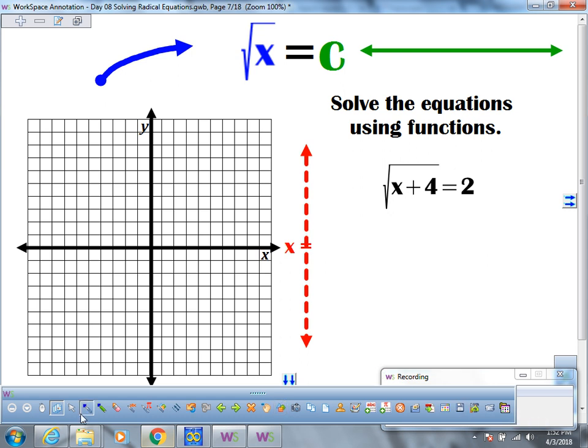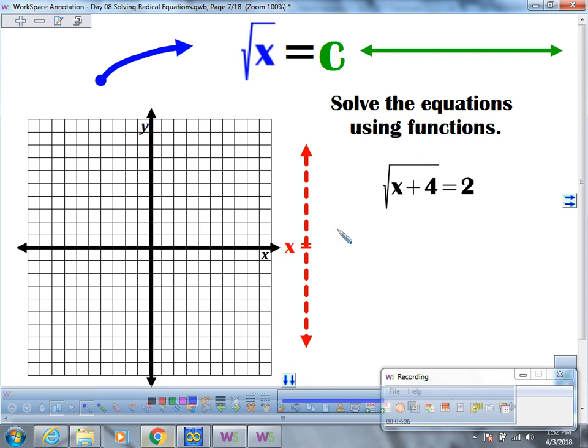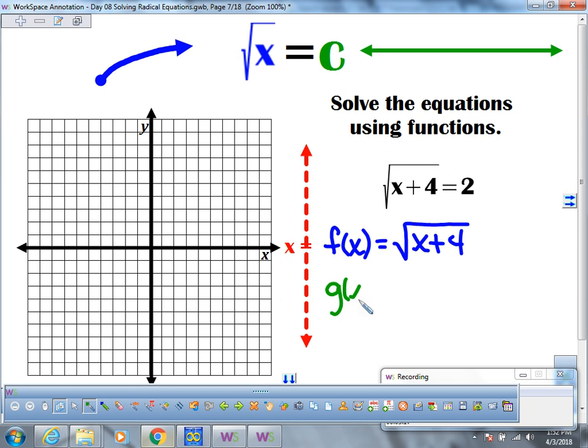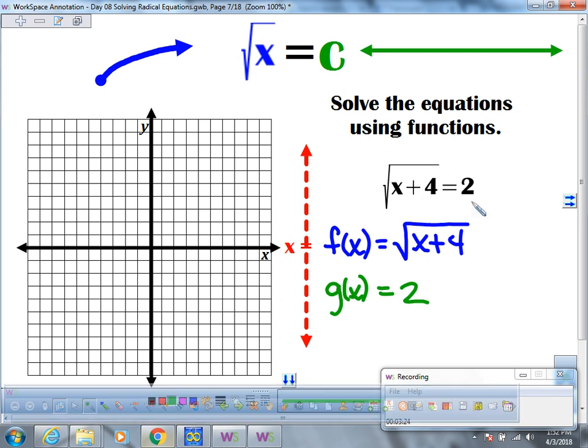All right, so what I'm going to do is split this equation into 2 functions. A square root function, which is the square root of x plus 4, and a constant function, g of x equals 2. The left side is my square root function, the right side is my constant function. I'm going to see where they meet graphically.